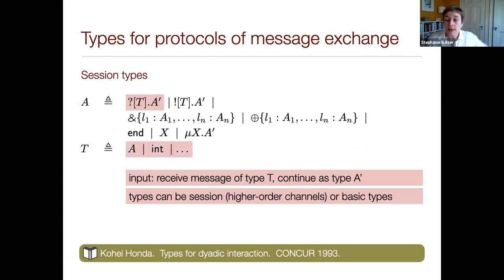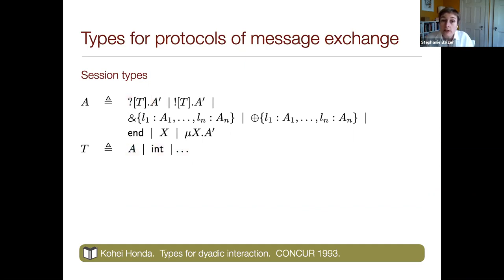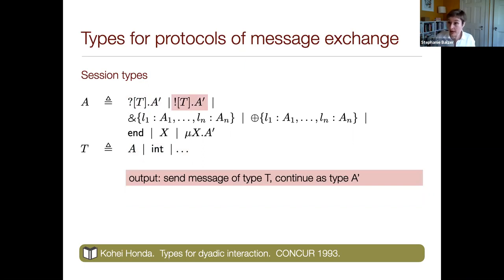And as I've pointed out earlier, we have the possibility to either send messages of basic values like int, string, and so forth along a channel, or the channels can be higher order, so we can send channel references along it. The dual to the question mark is the bang, which denotes the sending of a message. If we have a process of this type, it means the process is going to send a message of type T, and then it continues with the session A prime.